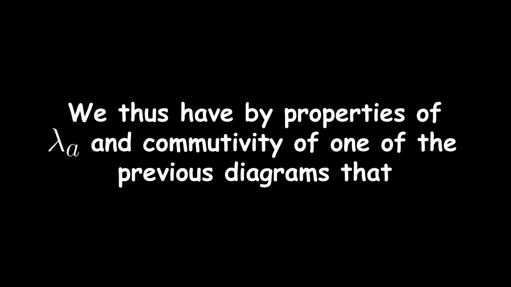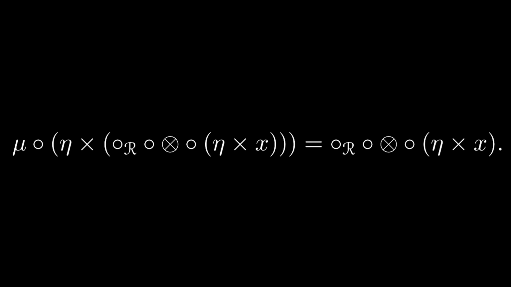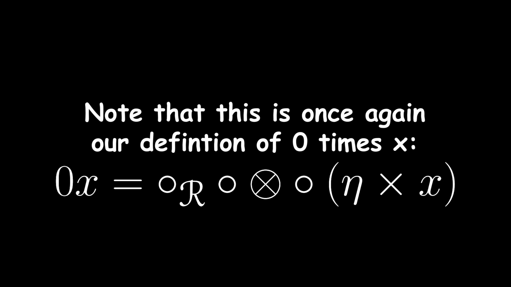We thus have, by properties of lambda a and commutativity of one of the previous diagrams, that mu comp eta cross comp r comp tensor comp eta cross x equals comp r comp tensor comp eta cross x. Note that this is, once again, our definition of 0 times x.